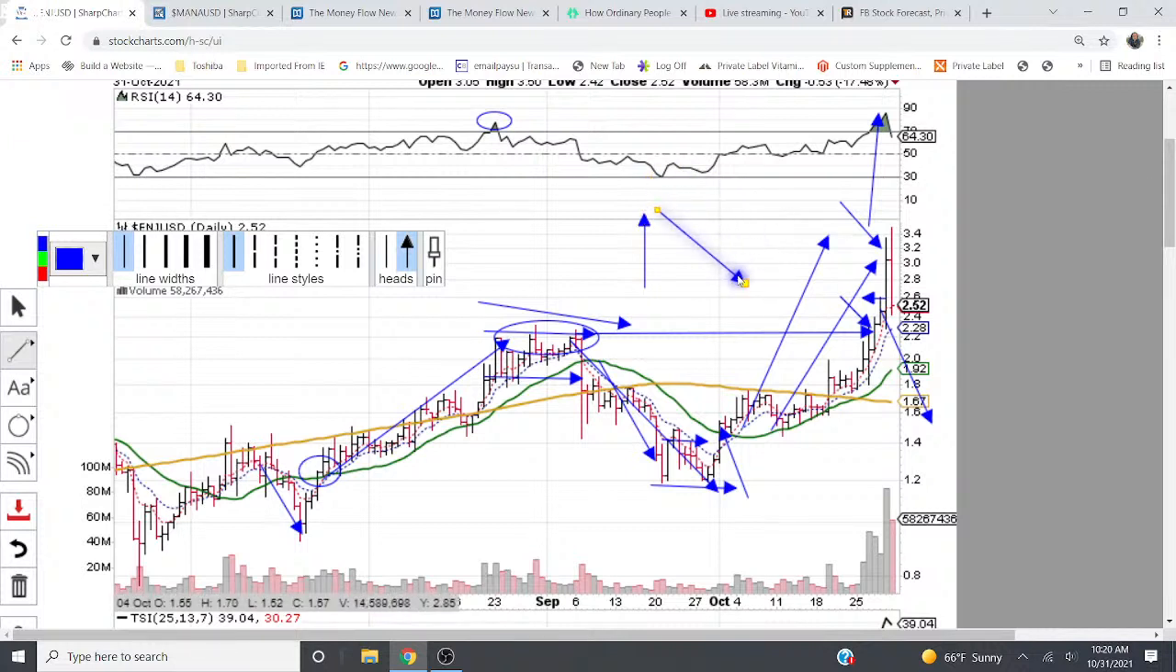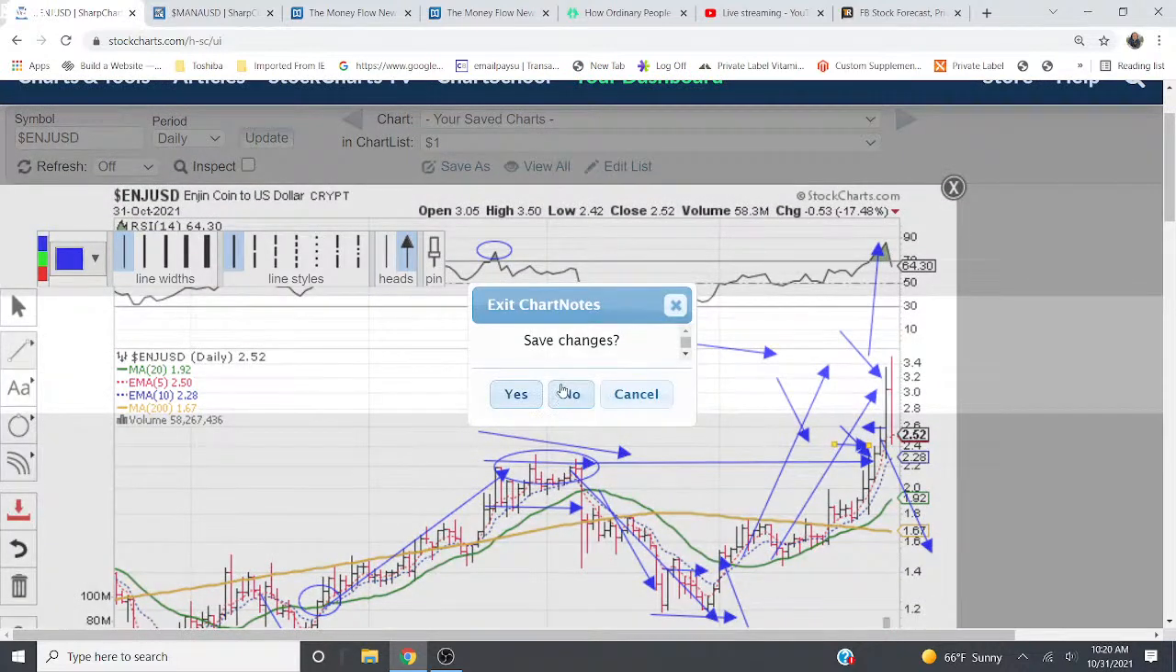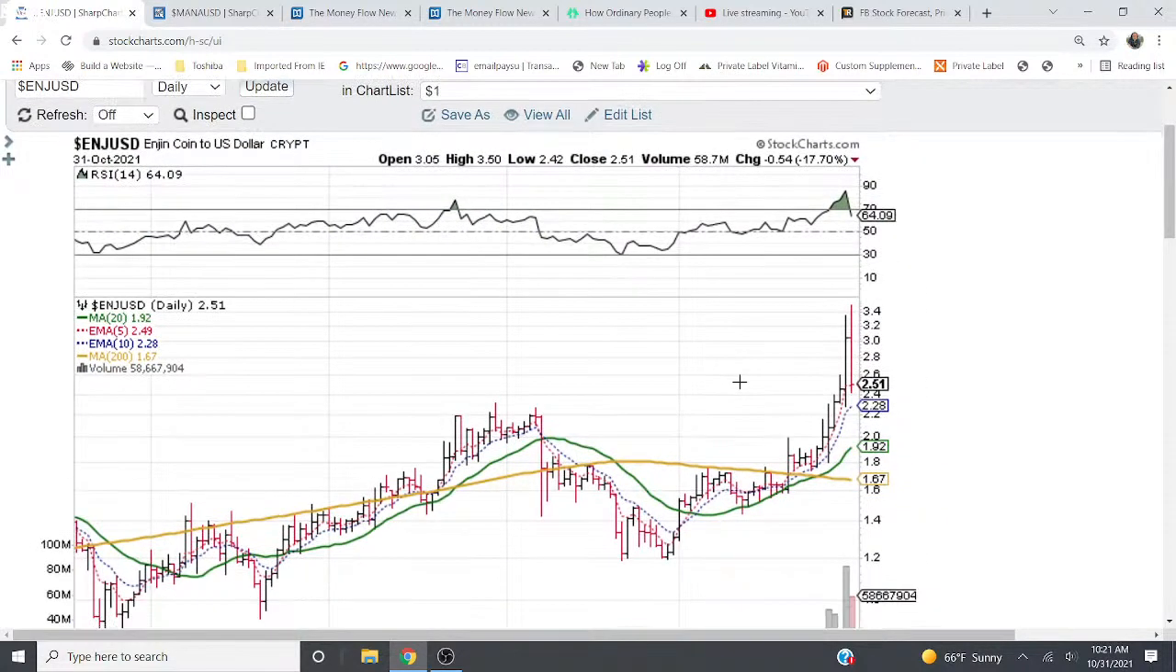I had a guy leave my group. He told me it doesn't work on crypto. Okay, dummy. Yes, it does. What are you talking about? Anything that moves, any price that moves, it works.